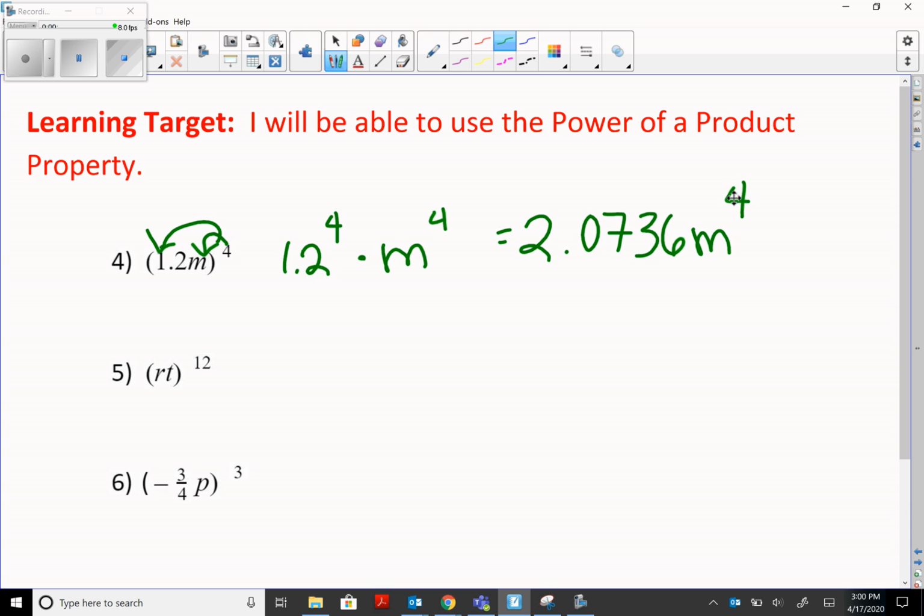On number 5, the exponent on the outside of the parentheses is a 12. So using the power of a product property, I'm going to make sure everything inside is raised to the 12th power. So I'm going to start with the r to the 12th power, and I'm also going to make sure the t gets it as well. So that's it: r to the 12th times t to the 12th. And I did put a dot to show multiplication in between the two, but you don't have to. You could just leave it as r to the 12th power times t to the 12th power.